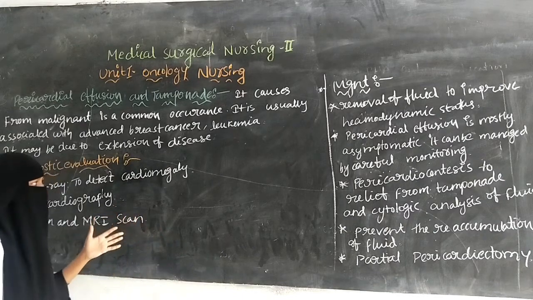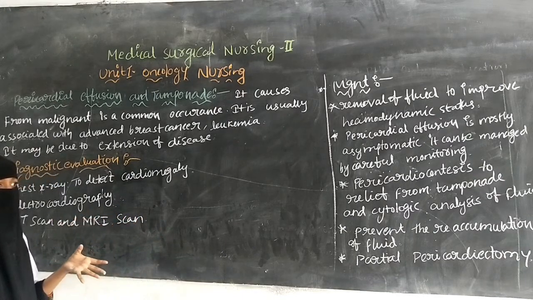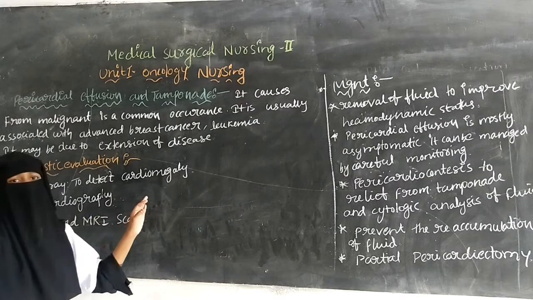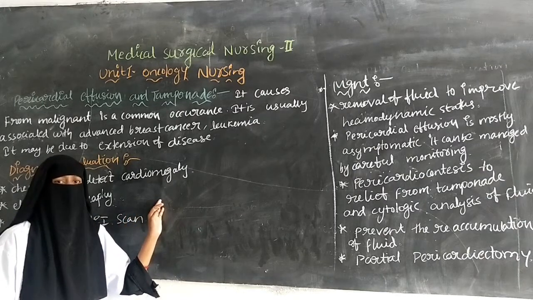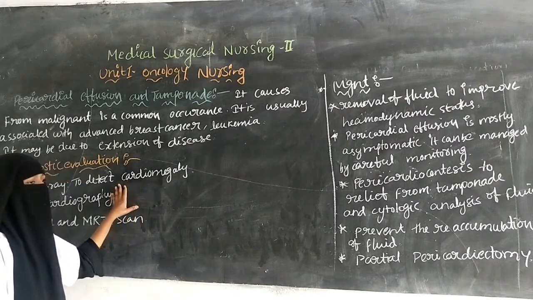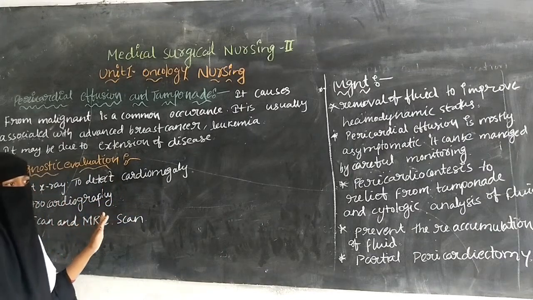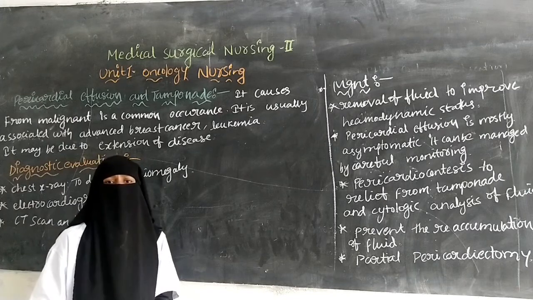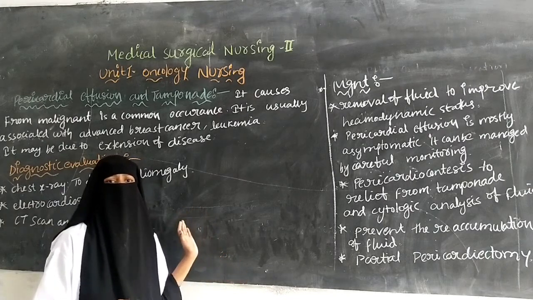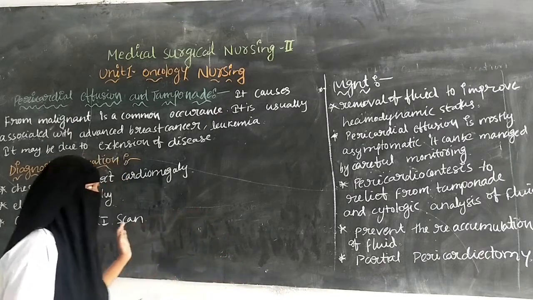Because of the abnormal accumulation of fluid, enlargement of the heart can occur. This enlargement of the heart can be detected by the chest X-ray. So whether the patient has cardiomegaly or not, we can identify by the chest X-ray.